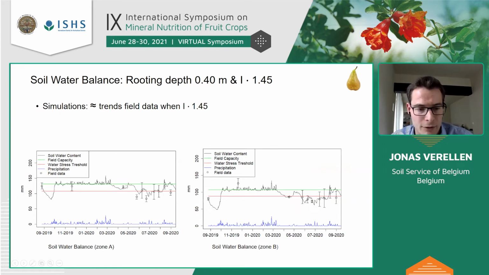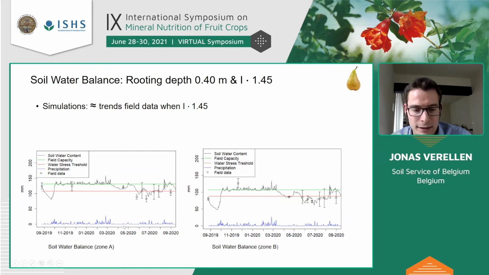The green line represents field capacity. So if the soil water content rises above the green line, water will percolate from the root zone to the groundwater. The red line is a water stress threshold. So if the water content drops below this red line, the pear tree will experience water stress.